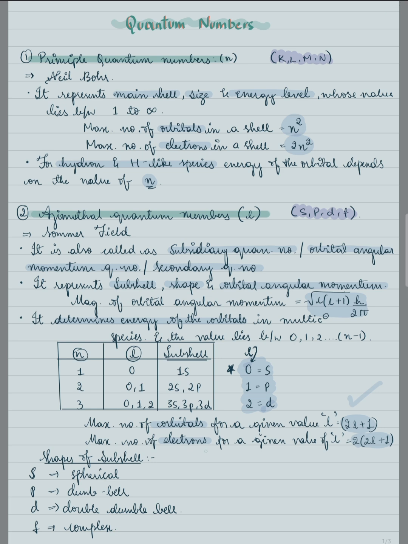And the maximum number of electrons. This is important. For orbitals, it's 2L plus 1. For electrons, it is 2 into 2L plus 1. This is where you're going to mess up. So it's 2L plus 1 for orbitals and 2 into 2L plus 1 for electrons.